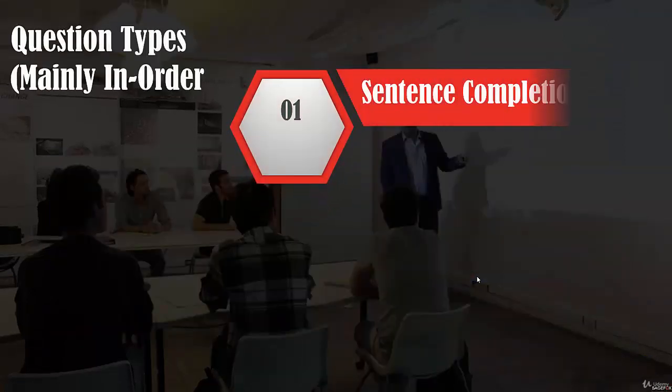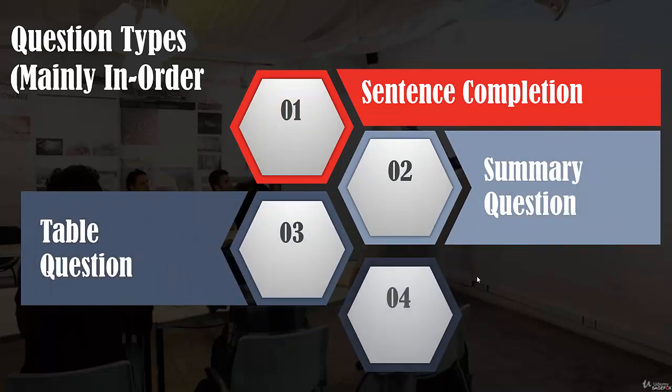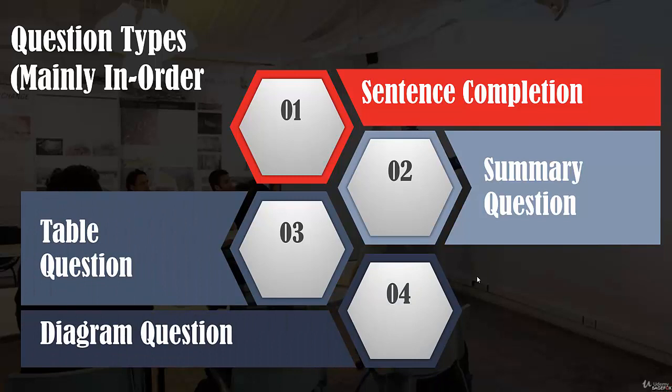Okay, now there are other question types that I would say mainly go in order. What I mean by mainly go in order is I can't say 100% of the time they go in order. I have rarely seen these question types not go in order, but you have to be aware of it. So, the sentence completion question, most of the time it goes in order. A summary question, most of the time it goes in order.